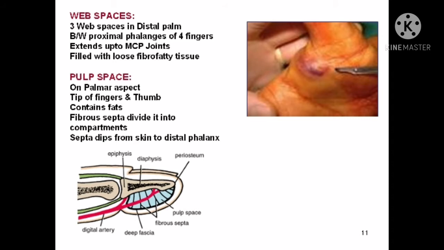The pulp space on the palmar aspect of the tips of the fingers and thumbs contains fat. Fibrous septa divide it into compartments. The septa run from the skin to the distal phalanges, and this is shown in the diagram given below.